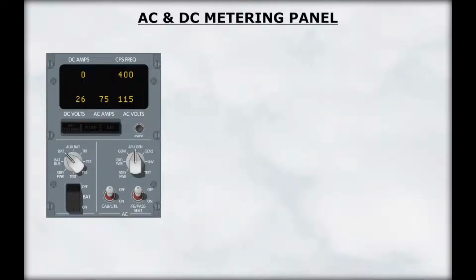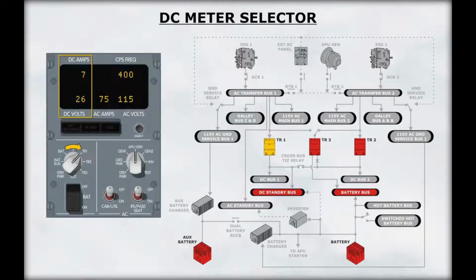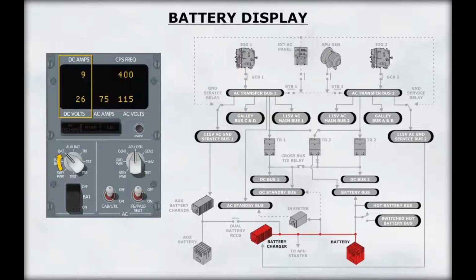Now let's look at the AC and DC metering panel. DC loads and voltage are displayed on the left-hand side of the AC and DC metering panel. The DC meter selector selects the power source to be monitored. The standby power and battery bus positions only display voltage indications. The battery positions display the voltage and amperage loads of the respective batteries.